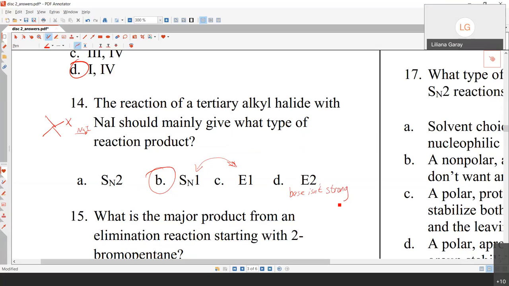Iodide is a pretty weak base, so we probably aren't going to see E2 reactions, probably SN1. And I- is a good nucleophile. So SN1 is probably the best answer. But honestly, I think you could make an argument for SN2 or E1 here too. So that's what makes it not a great question.